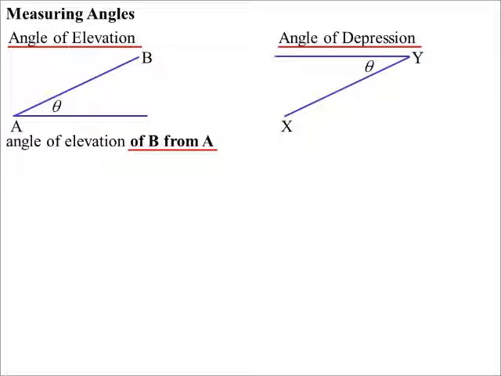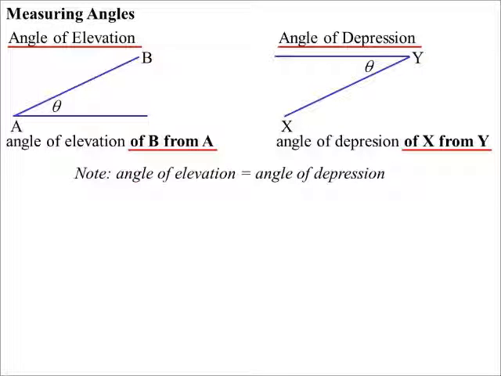Angle of depression is then when we lower our eyes. So of X, I'm looking down at X. From Y, I'm up at Y. The interesting thing is, of course, the angle of elevation is always equal to the angle of depression. If there was someone up there looking down at you, it'll be the same angle because of alternate angles. They would have to be the same.